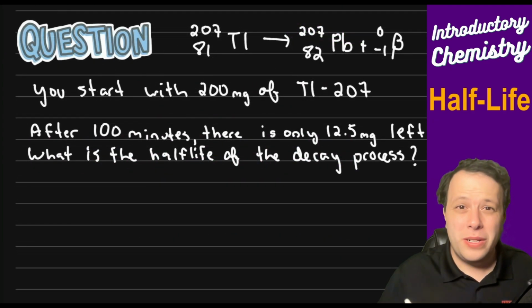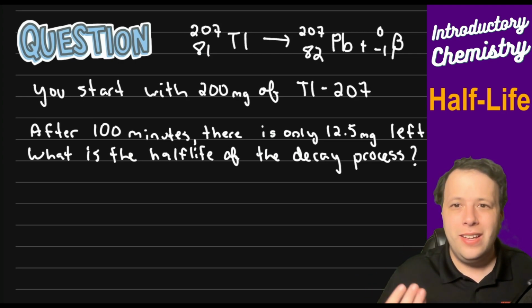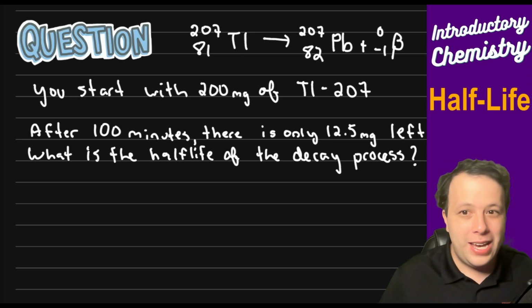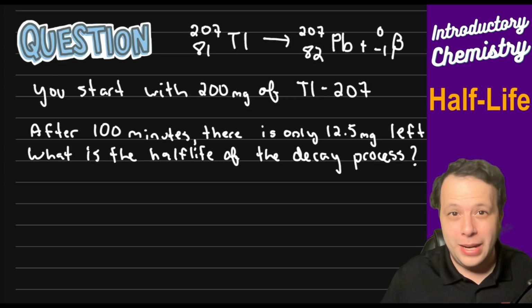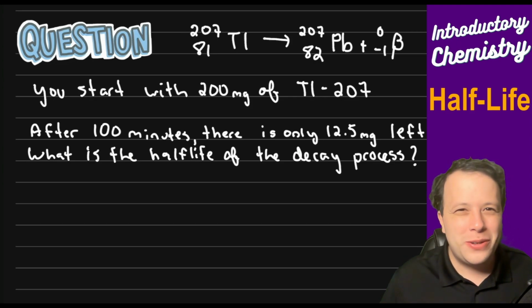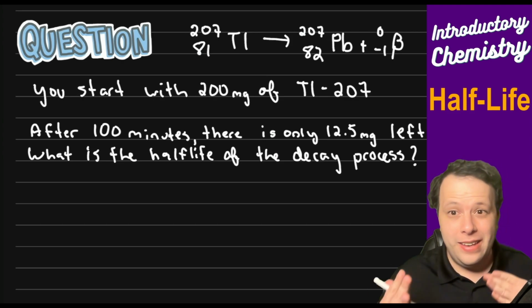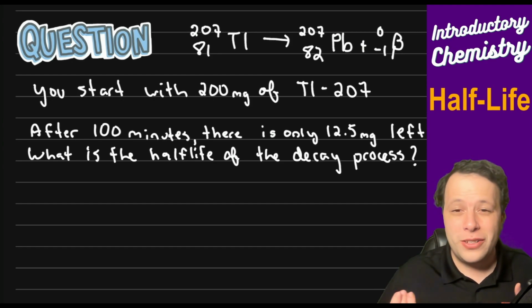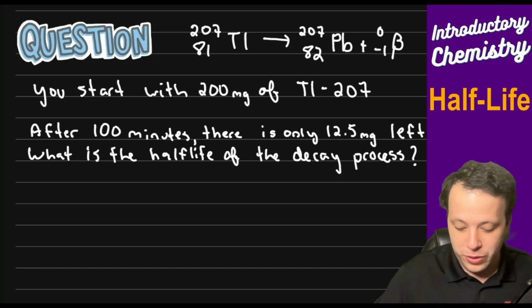So let's take a look at another example. You start with 200 milligrams of thallium-207. After 100 minutes, there is only 12.5 milligrams left of your sample. What is the half-life of this decay process? How can we figure it out? Well, we were given how much time there was, and we also have the starting and the end masses of this problem. So why don't we try to map out how much we would have?